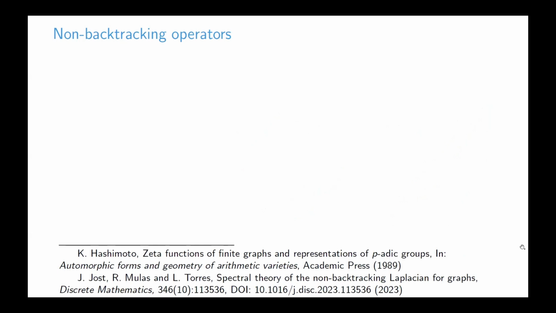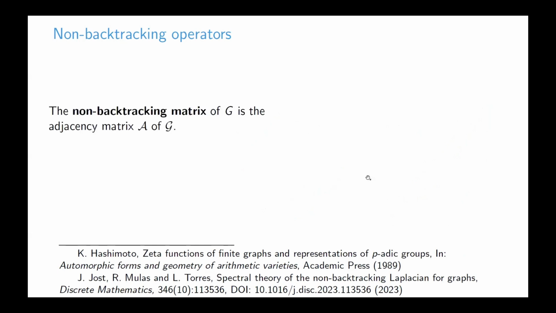Okay, so now we are ready to define the non-backtracking operators. So the classical one is the non-backtracking matrix, which is the adjacency matrix of the non-backtracking graph. So it's a non-symmetric matrix that is associated with the non-backtracking graph. And as with the non-backtracking graph, the non-backtracking matrix was introduced by Hashimoto, not in the context of spectral theory, but later on the non-backtracking matrix also found its way into spectral theory.